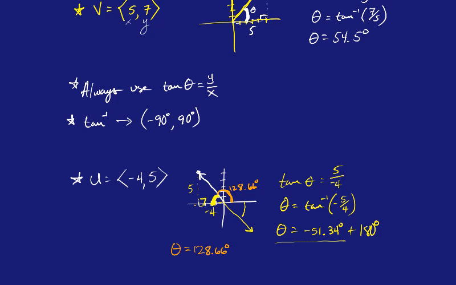You have to be careful, especially if you have vectors in quadrant 2, 3, or 4. You would have to do a little bit of addition or subtraction, depending on the situation. Maybe add 180, maybe subtract from 360 in order to find that positive angle. So remember, you're always looking for that positive angle. Other than that, you should be all right. So that's how you find the direction of a vector. Use the tangent.